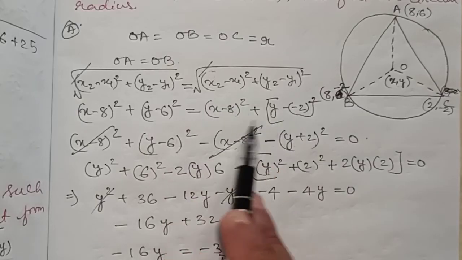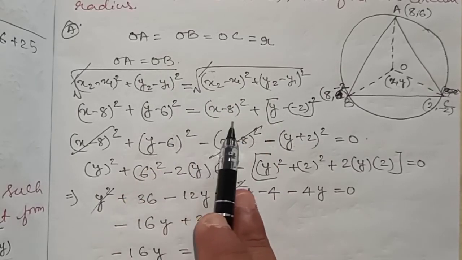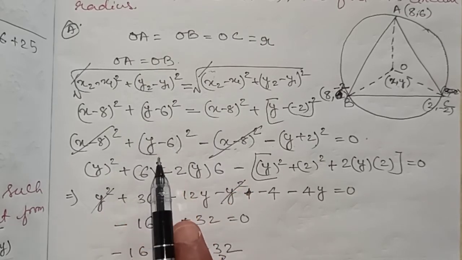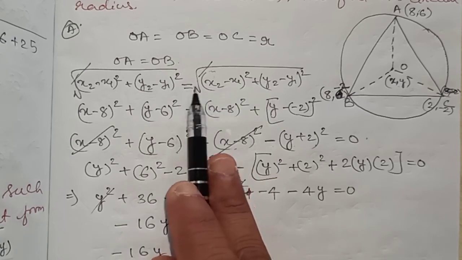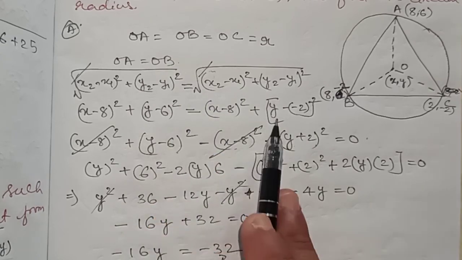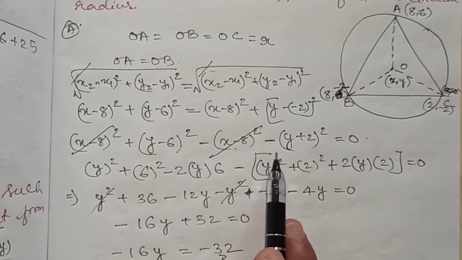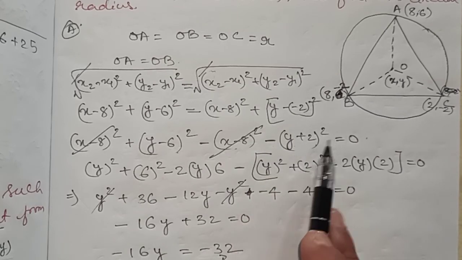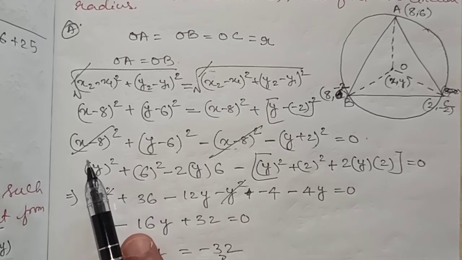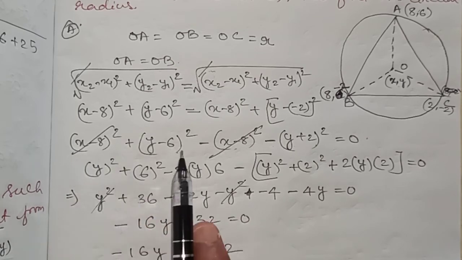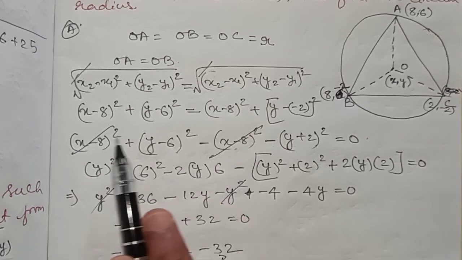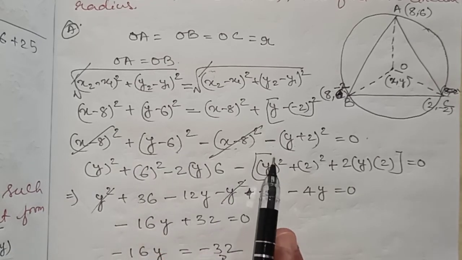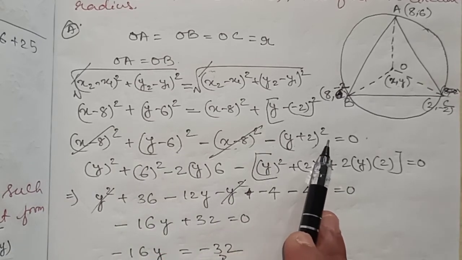We will bring both the terms this side, because you can see these two terms are same. It will be cancelled. So I wrote these two as it is. This term when we will bring towards LHS, it will become minus. Again this term when we bring this side, it will become minus, y minus minus plus 2 whole square. (x minus 8) whole square, (x minus 8) whole square. Here plus sign is given, here minus sign is given, so both the terms will be cancelled. Now (y minus 6) whole square minus (y plus 2) whole square is left.